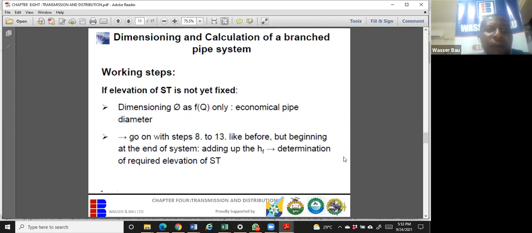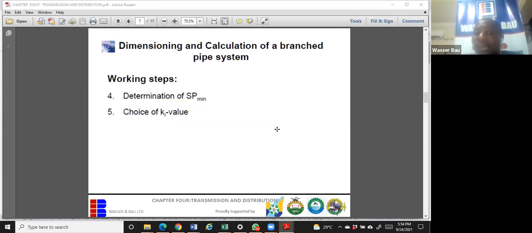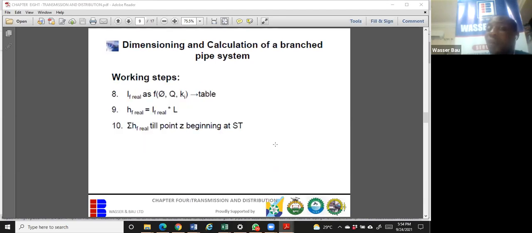Then, if the elevation of the storage tank is not fixed, if you don't know the elevation of the storage tank, you simply dimension your diameter as a function of the diameter of the flow, and that is the economic design. You know, in engineering, we have what we call economic design. Economic design is when you design based on economic consideration.